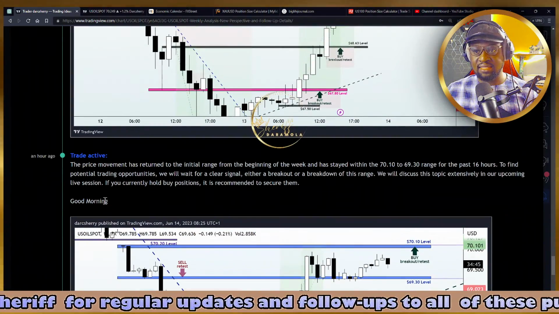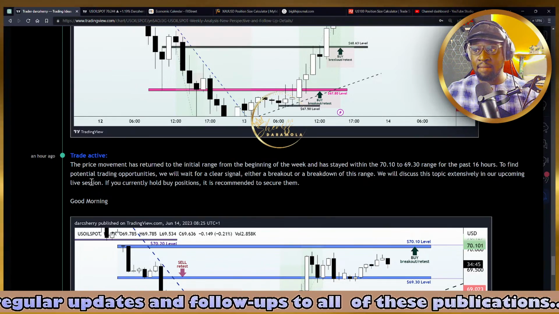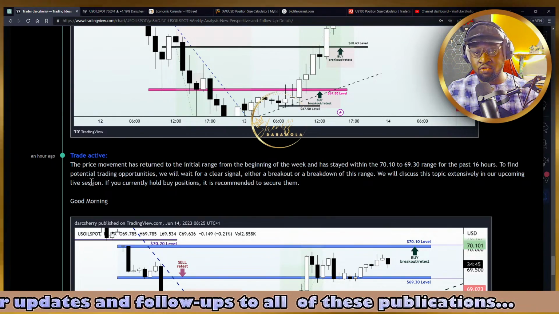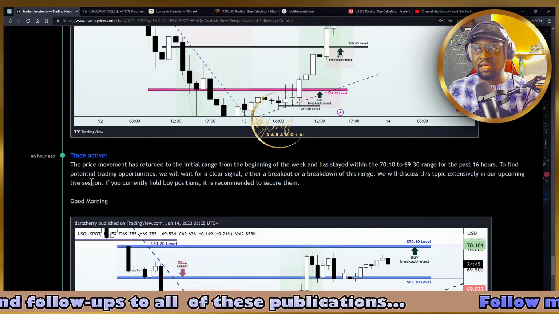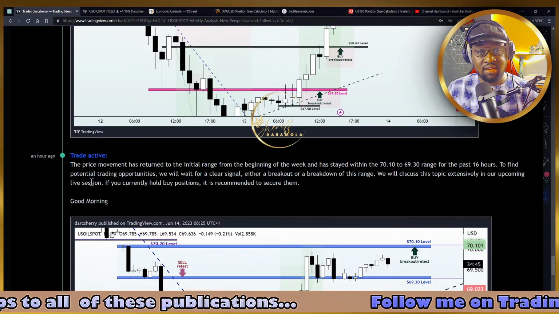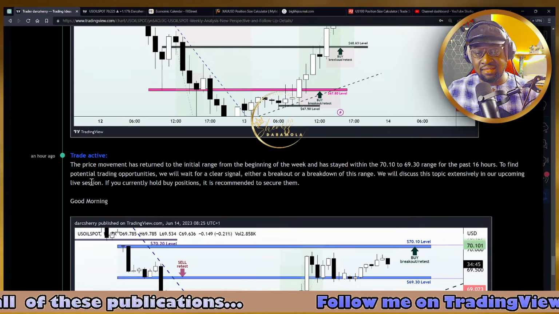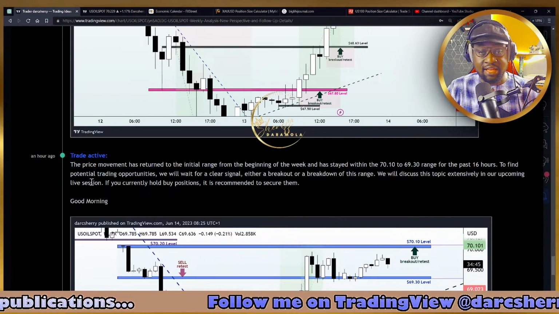for today. So I said here that the price movement has returned to the initial range from the beginning of the week. Remember, we had a range at the beginning of the week. We are going to be looking at that in a moment. And it stayed within the $70.10 level and the $69.30 level for the past 16 hours, which further emphasized the level of indecision in the market at that point.